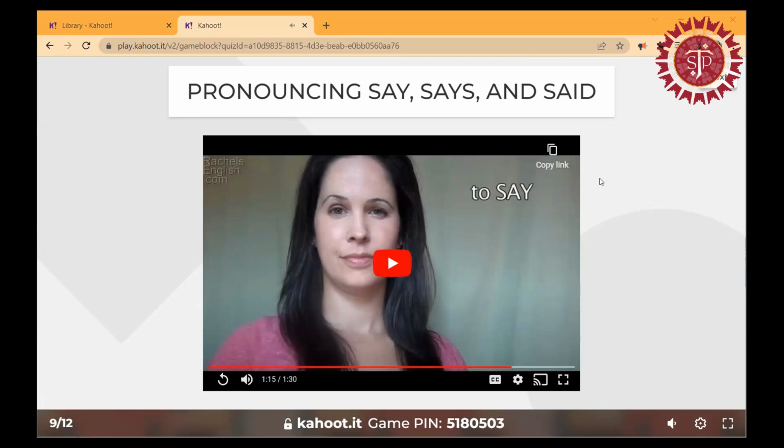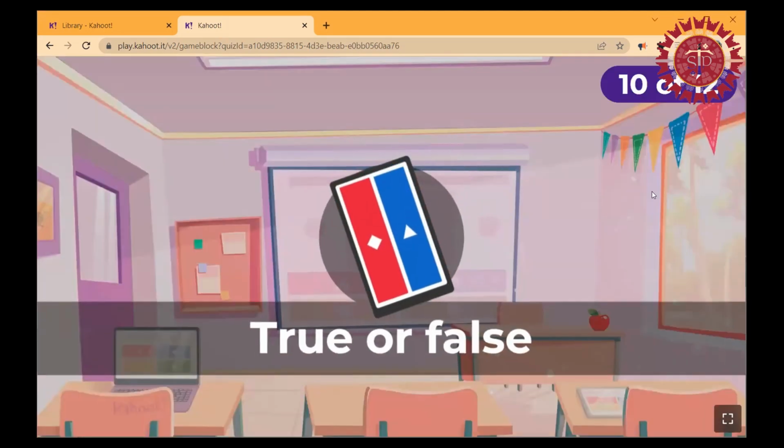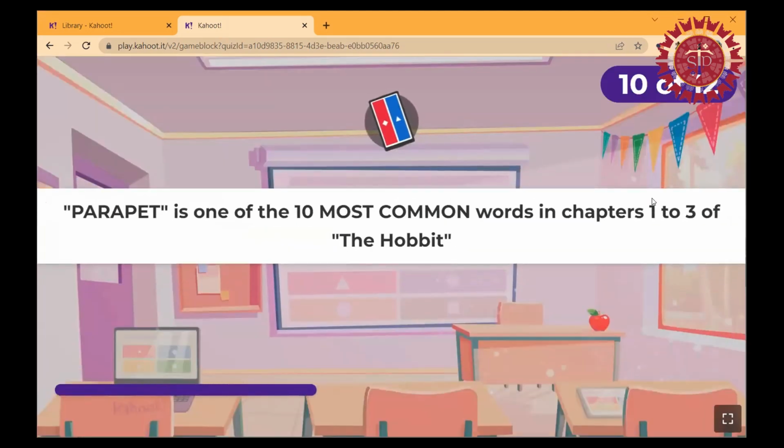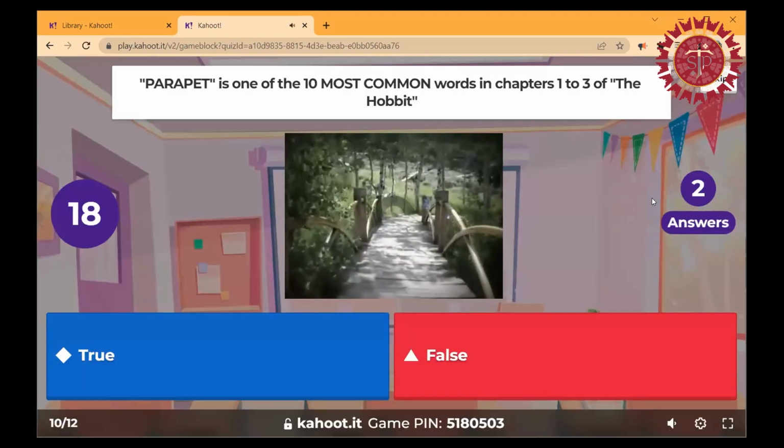So we will say this verb a lot. So it's say, says, and said. True or false? Parapet is one of the 10 most common words in chapters 1 to 3 of The Hobbit.